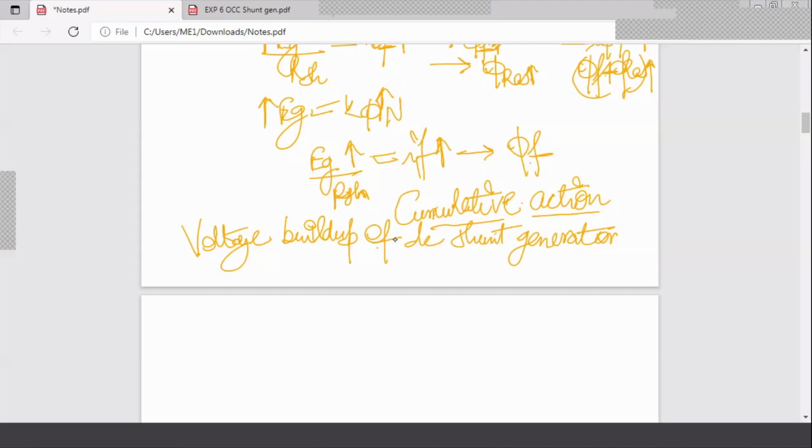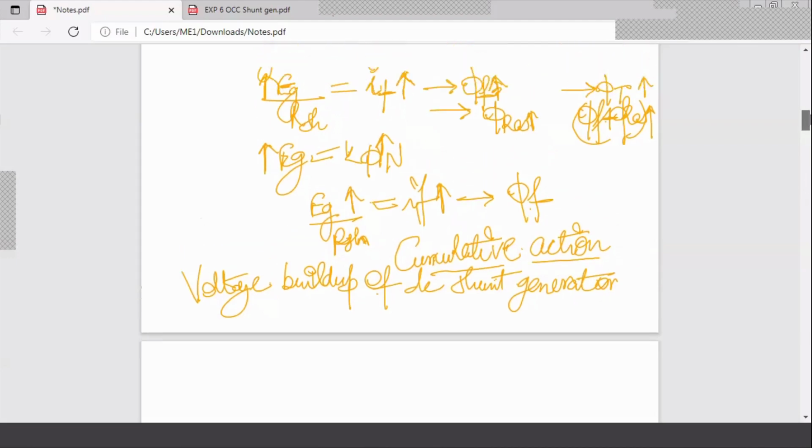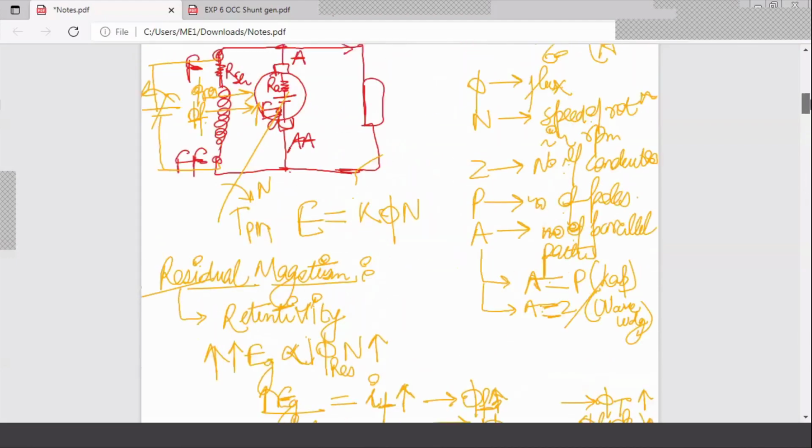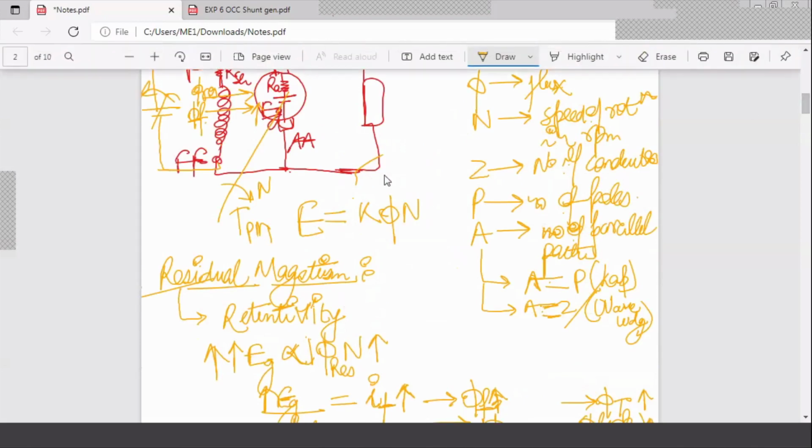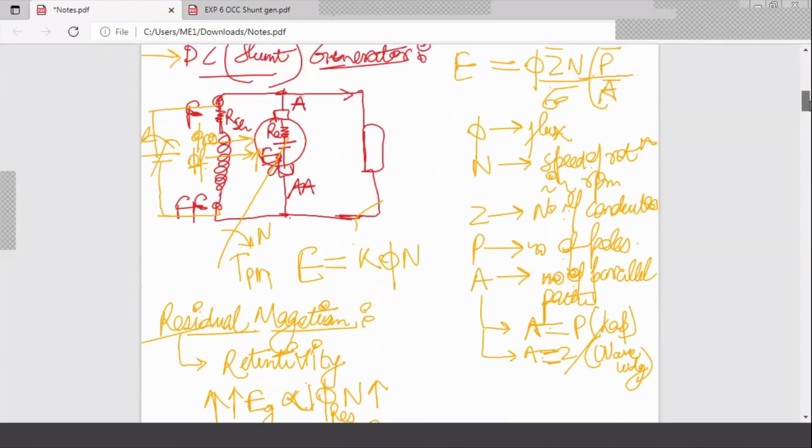So now we have understood how a DC shunt generator produces electricity, EG, and that generated EMF is taken out across the load, and that is taken as your total current. Now what is the magnetization characteristics that we have to plot? So what is the magnetization characteristics, which you have to plot in this experiment.